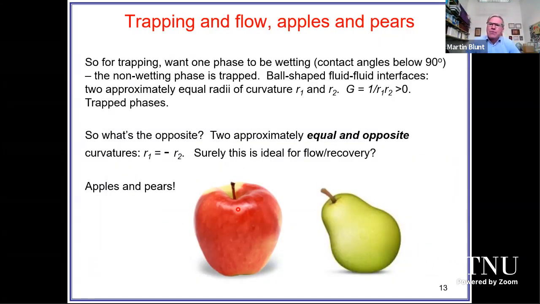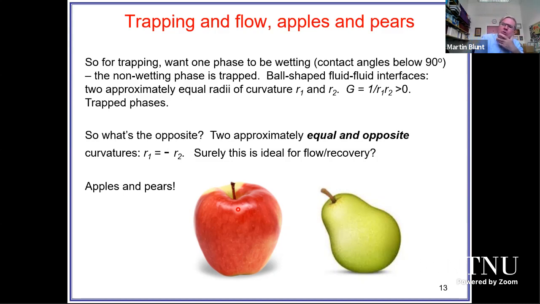So now let's go back to trapping and flow, and it's an apples and pears problem. For trapping, we pretty well know what we want. We want one phase to be wetting, contact angles below 90 degrees. I've shown that. And then the non-wetting phase, the other phase, is trapped in the larger pore spaces. And that leads to these ball-shaped fluid-fluid interfaces with two, and we've measured this. Actually, it turns out most places you have two equal radii of curvature. The Gaussian curvature is positive. Okay, that's all consistent with topology.